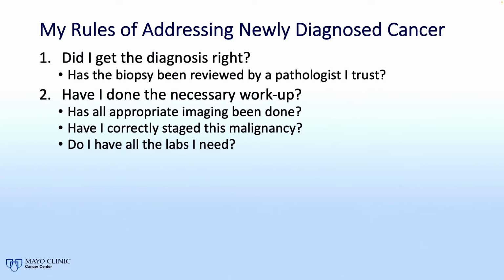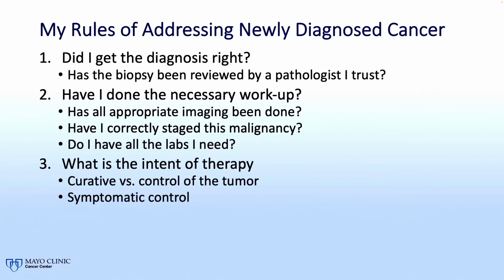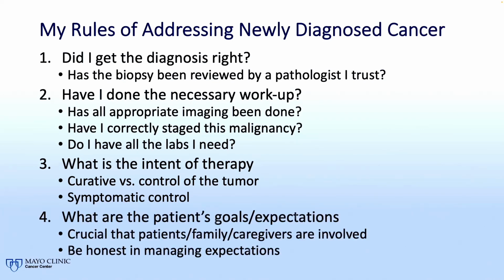And the selection of the scans actually depends on number one. Did I get the pathology right? I will use a totally different scan for a poorly differentiated neuroendocrine carcinoma than I use for a well-differentiated neuroendocrine tumor. Have I correctly staged this malignancy? Do I have all the labs I need? And then what's the intent of therapy? Are we going for cure? Are we going for controlling the tumor? Are we controlling symptoms? And then what are the patient's goals and expectations?